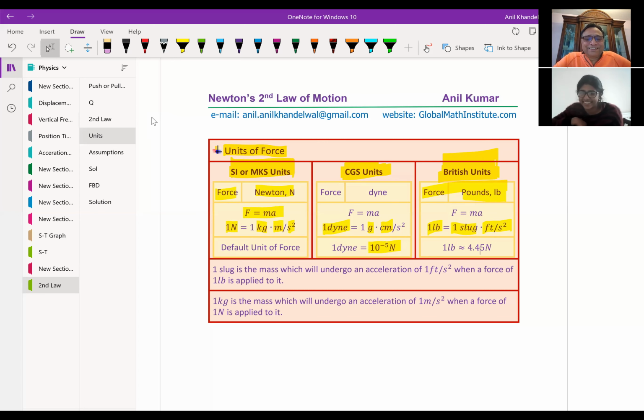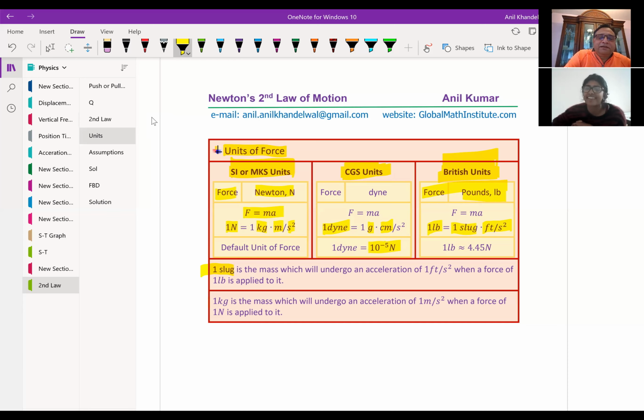I'd like you to read this statement. One slug is the mass which will undergo an acceleration of 1 feet per second squared when a force of 1 pound is applied to it. Very important. Now, this is very important for brain teasers or sometimes competitions where tricky questions are asked. These are things which we have forgotten about. Somebody might just ask you that.